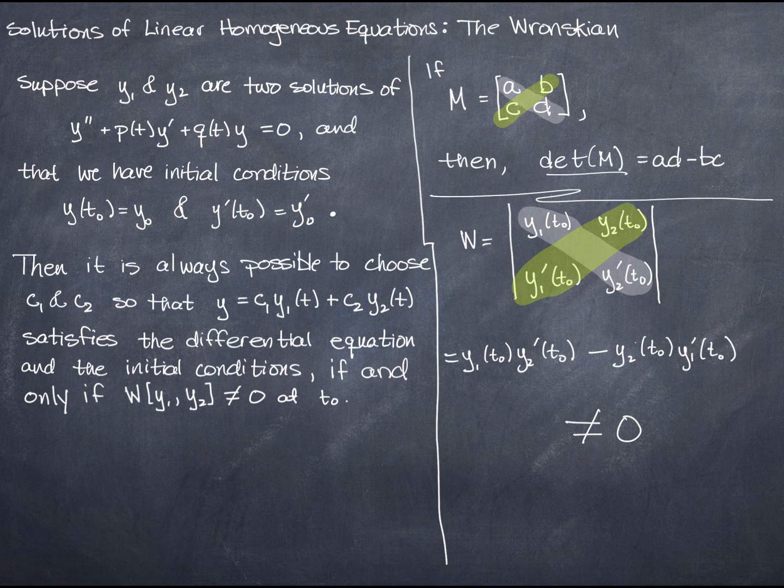So on the next screen, I know I'm doing a lot of different screens on this one, I'm going to do an example where I give you a differential equation. And for the sake of argument here, I will tell you what the two solutions are, and I will tell you what the initial conditions are, the two sets of initial conditions, and we'll use that information to compute the Wronskian and figure out whether or not we'll be able to find C1 and C2. So I'm going to do that on the next screen.